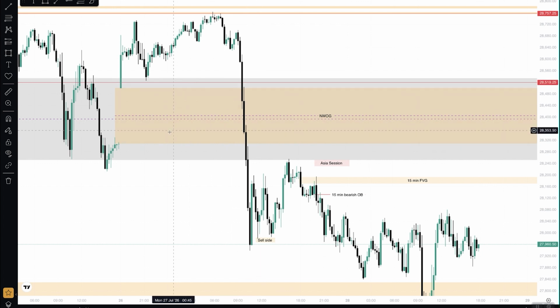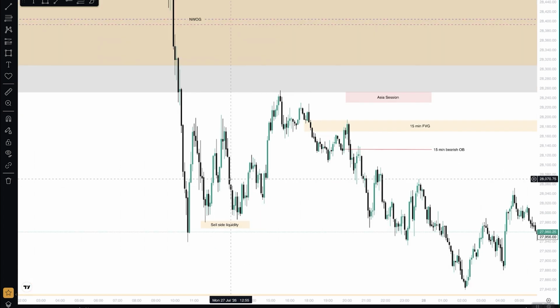So the fact that we opened, right, we gapped higher, we retraded back into the new week opening gap, and we showed no willingness to actually turn around and start trading higher, because if it was bullish, it should have respected the new week opening gap. And by virtue of it violating the new week opening gap and closing below it, that sends a strong signal to actually anticipate shorts within the market.